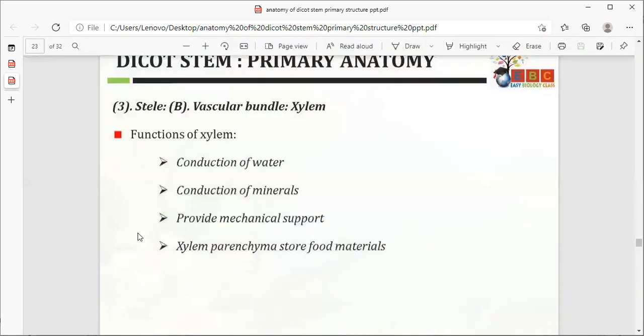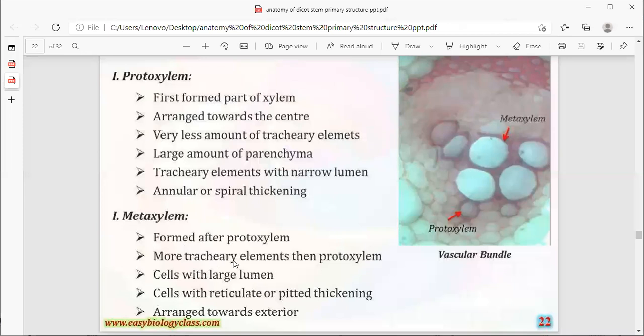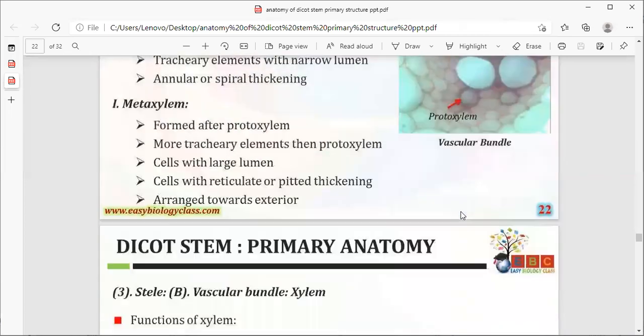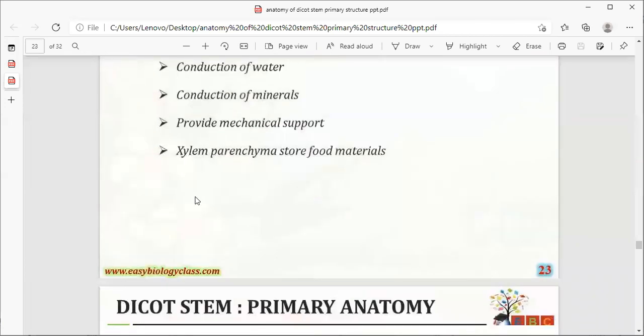So we see here the protoxylem, with more tracheary elements. The cells have a large lumen here, large as compared to here. What is the function here? Conduction of water, conduction of minerals, and providing mechanical support.